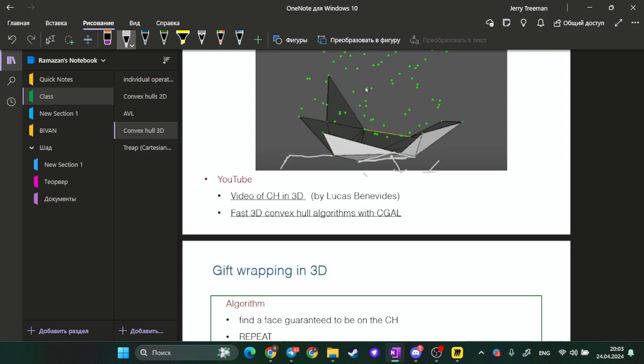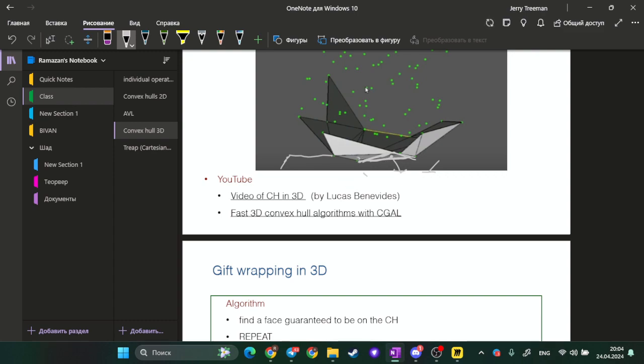So, how does our induction look? First of all, you can notice that we get three edges, and all these edges correspond to two faces, this and this.